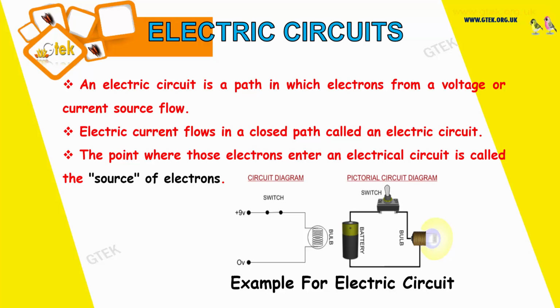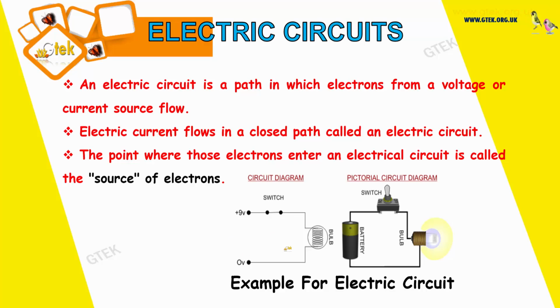So what is an electric circuit? An electric circuit is a path in which electrons from a voltage or current source flow. Electric current flows in a closed path called an electric circuit. The point where those electrons enter an electrical circuit is called the source of the electrons.